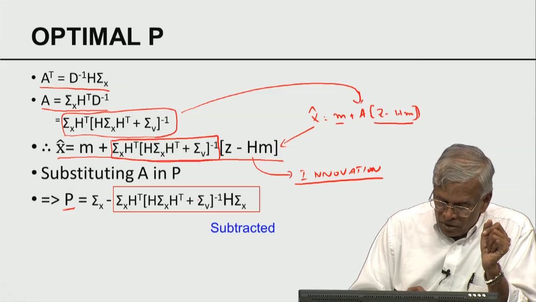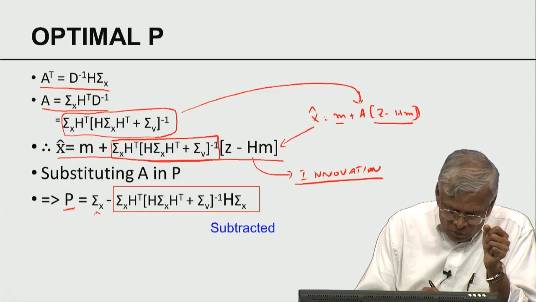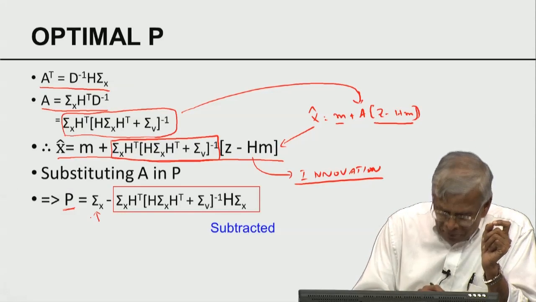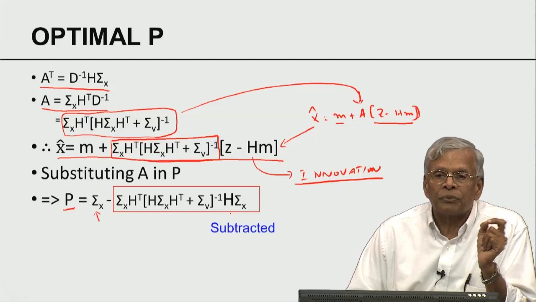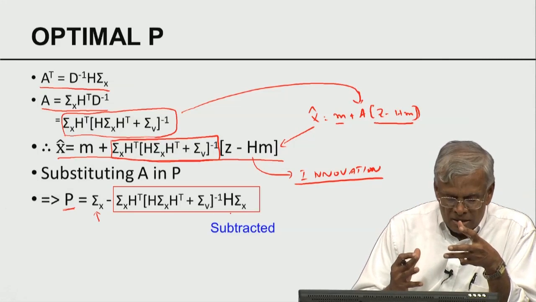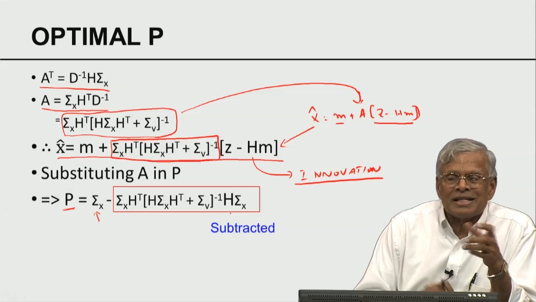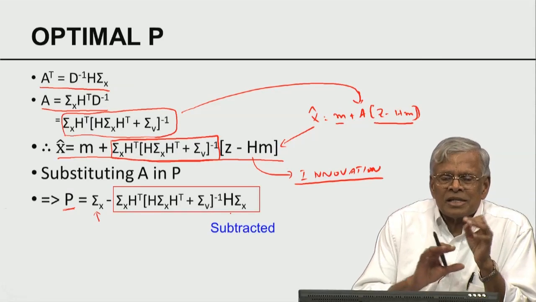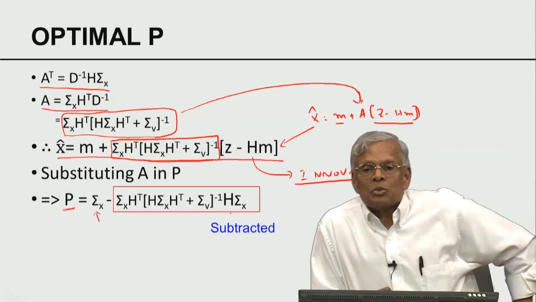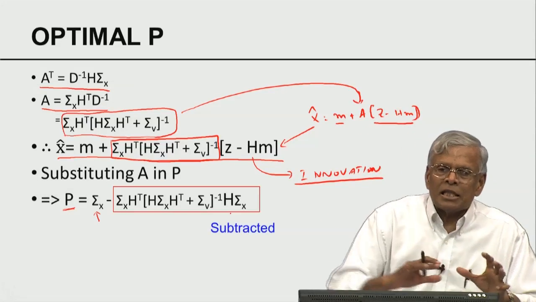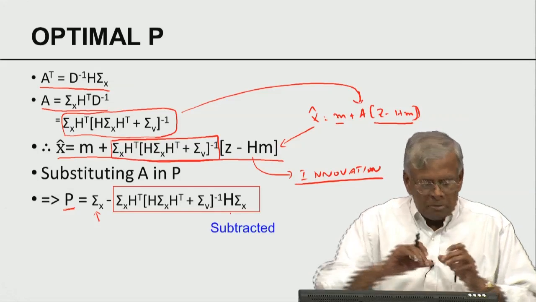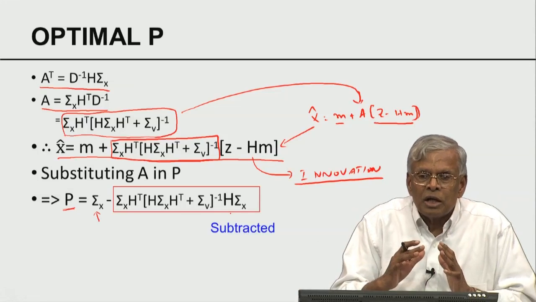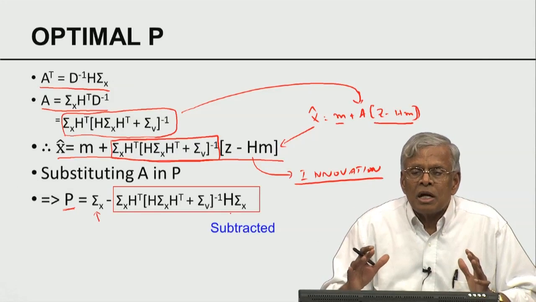Now look at this. There are two terms. One is sigma x. What is sigma x? Sigma x is the variance of the prior. I am subtracting from that a quantity. So you can think of it, the posterior covariance is less than the prior covariance. If the posterior covariance is less than the prior covariance, it means that by combining the prior and the observation, I have tried to reduce the variance of the posterior.